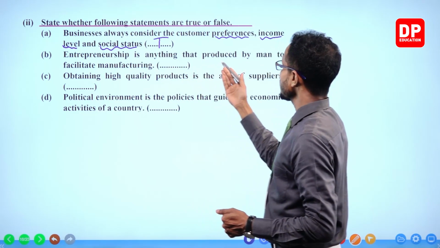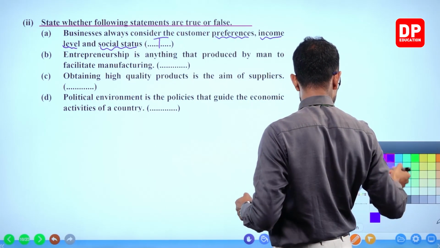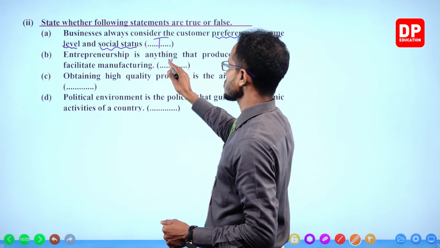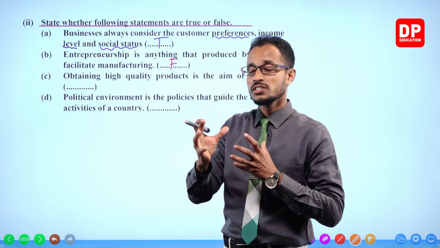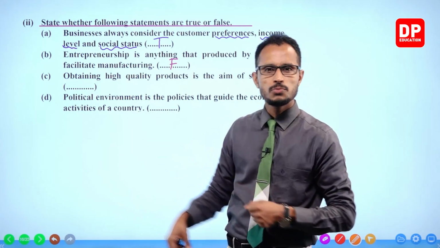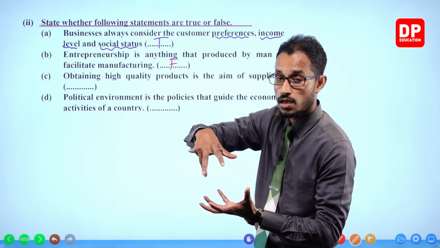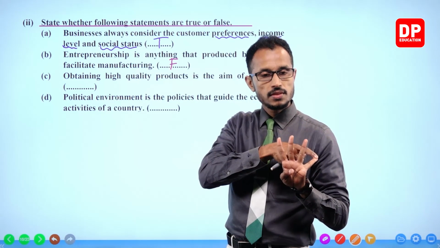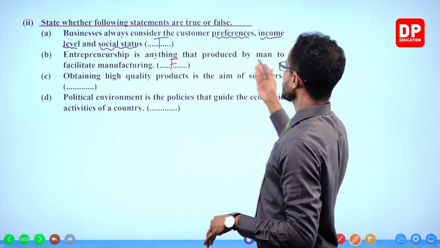Entrepreneurship is anything that is produced by man to facilitate manufacturing. What? No, false. Entrepreneurship is the human or the persons who are willing to take risks and start up new businesses and put all the other factors of production together, like land, labor, capital. Entrepreneurs are the ones who are taking these factors together, not anything that is produced by man.